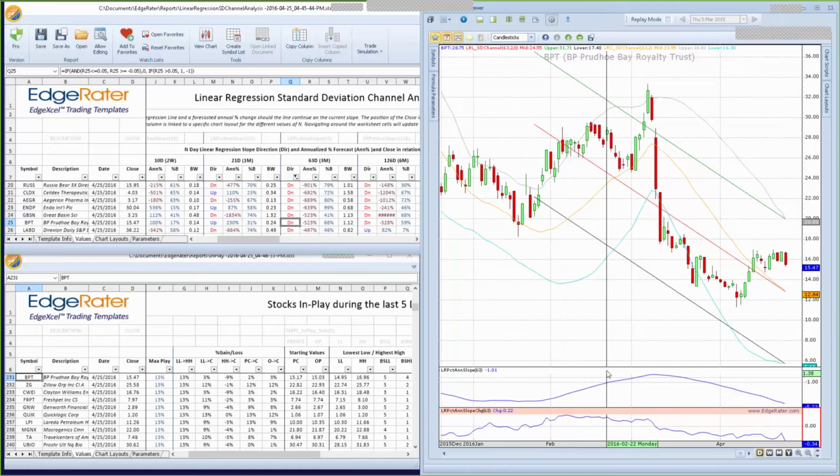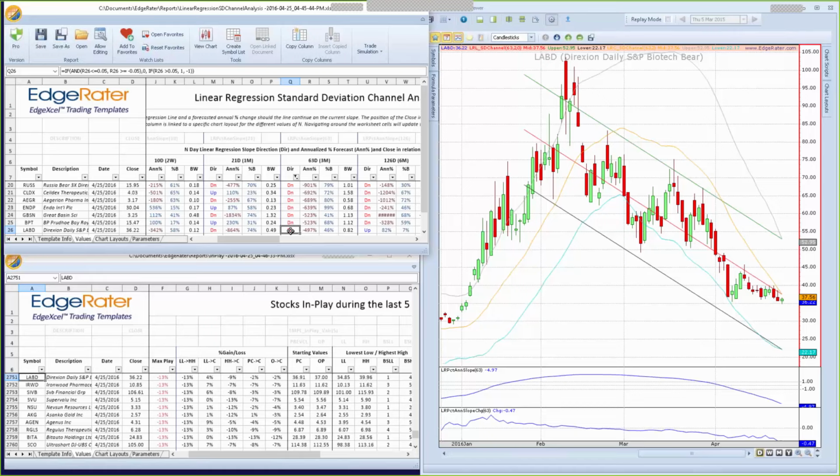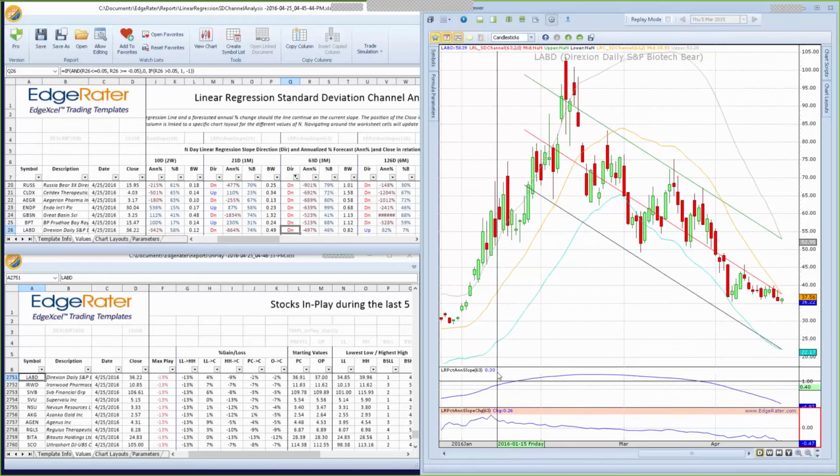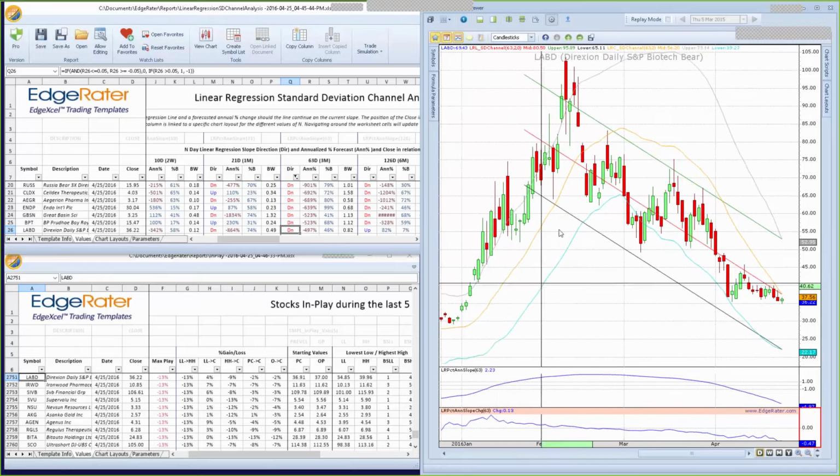Yep. And LABD is the biotech levered ETF. Mm-hmm. The bear ETF. And you can see it's been in quite a downtrend the last little while. Yep. But it was going up at the start of the year, and when it was going up, the biotechs were selling off pretty heavily.